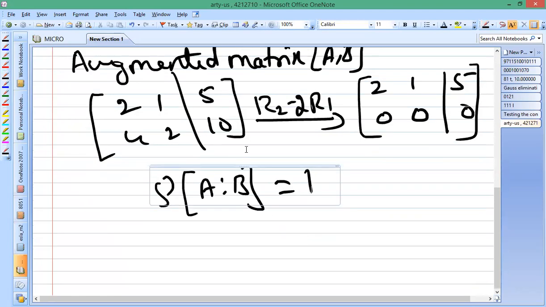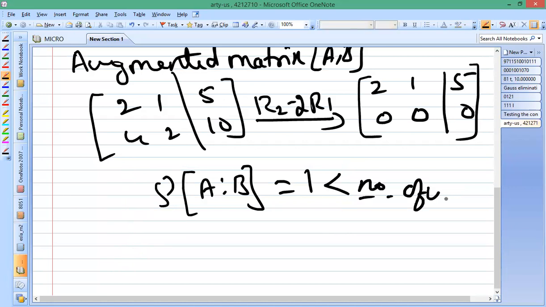Yes. So as it is a 2 cross 2 matrix, the rank of matrix A should be less than or equal to 2. Whatever rank of A and rank of A comma B we have obtained, it is equal to 1, which shows that it is less than the number of unknowns. So here the given system is consistent, but it can have many solutions.